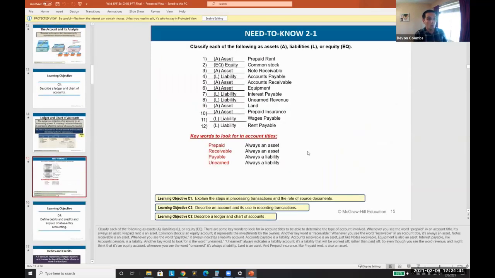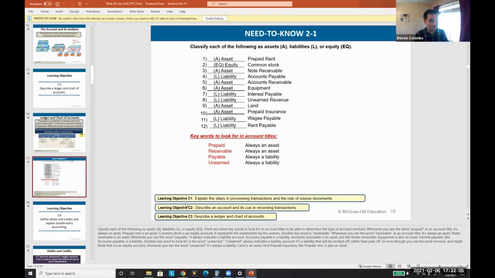What I would expect you to know for this is the classification for all of the different accounts. That's your duty. That's your job for this chapter. If I say, hey, what's prepaid rent? You need to be able to tell me that's an asset. What's a note receivable? That's an asset. What's an accounts payable? That's a liability, and so on and so forth.